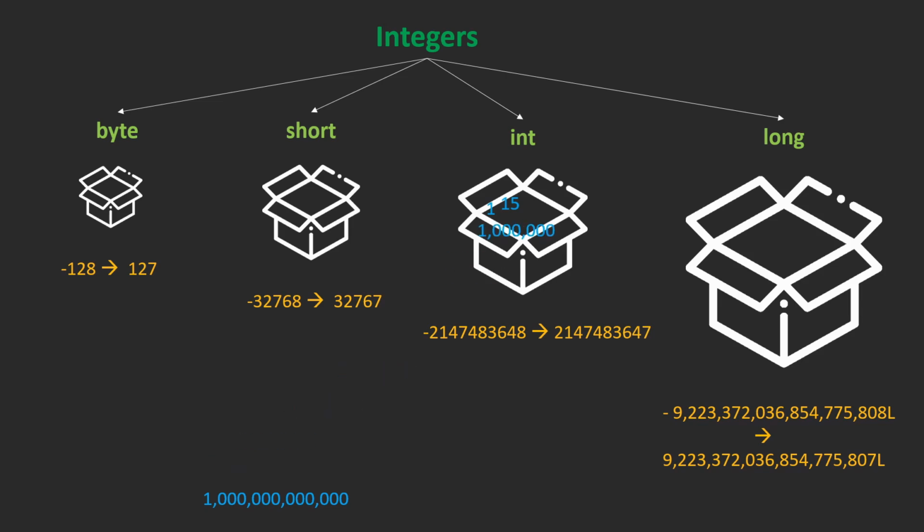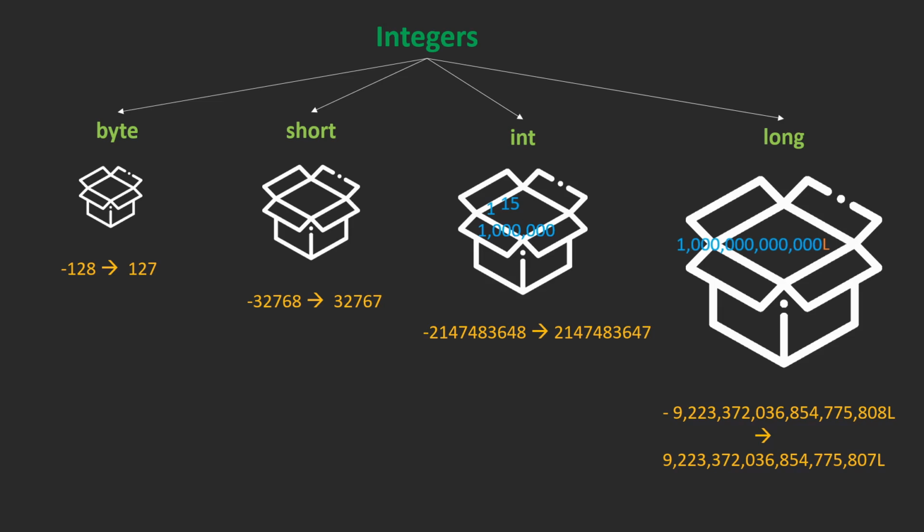But the value trillion cannot fit inside the integer box, since its value is much more than the integer data type upper limit. So for that value, we will store it inside a long data type or box. And make sure to end the number with the letter L, either in uppercase or lowercase, to inform Java that it is a number of type long.